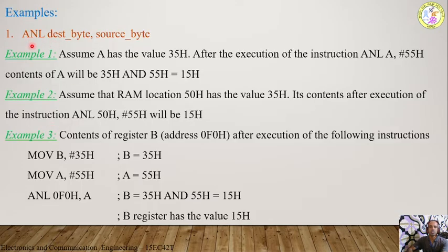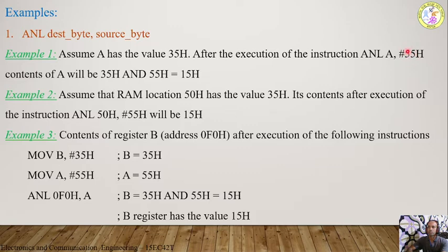First of all, we shall take the AND operation, that is ANL, AND logically, destination byte comma source byte. Here we have taken some examples. Assume A has the value 35. After the execution of the instruction ANL A, #55, the contents of A will be 35 ANDed with 55, and the result is 15. This is the immediate addressing mode, where the immediate data is available in the instruction. This is the opcode and these two are the operands; this is the destination register, whereas this is the source byte, the immediate data.